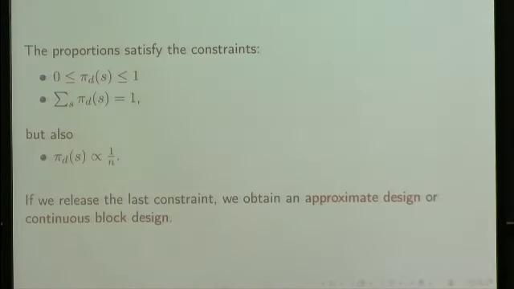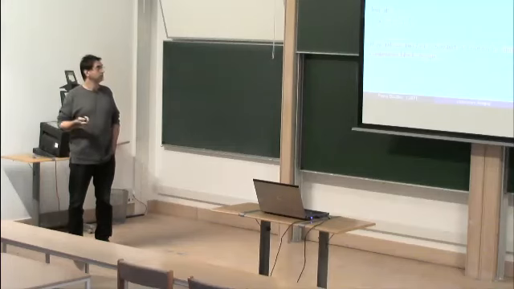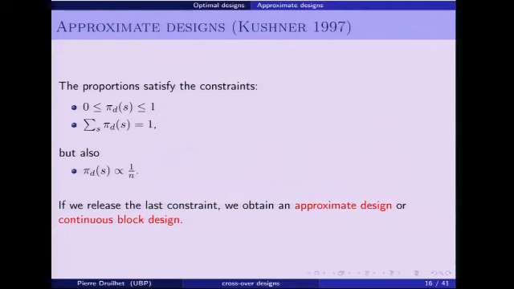Of course, the proportions satisfy some constraints. The first one is that the proportion is between 0 and 1, and the sum is equal to 1. And the other one is that the proportion must be a multiple of 1 over n, because you just count the number of occurrences of a sequence over the number of total subjects. If we release this last constraint, you obtain an approximate or continuous block design. So we allow the proportion to vary continuously between 0 and 1, of course satisfying these constraints here.